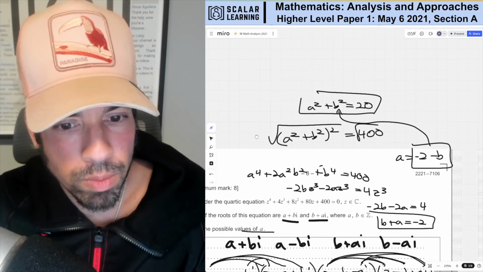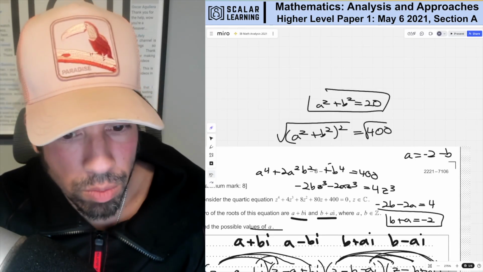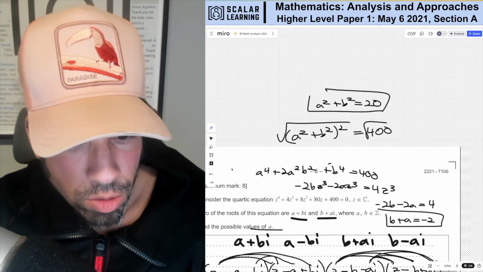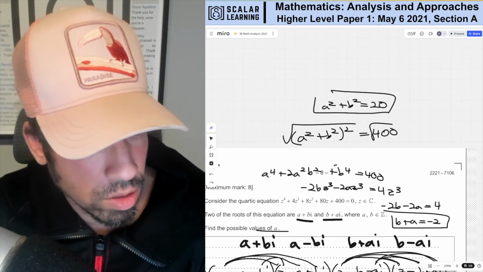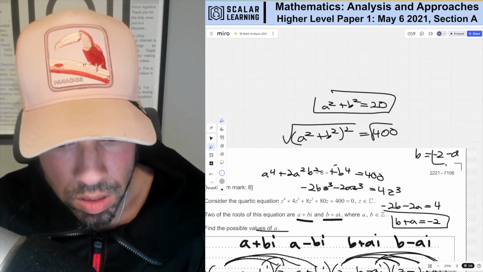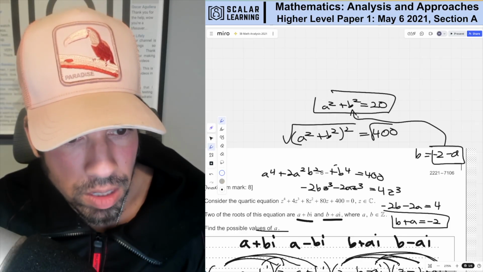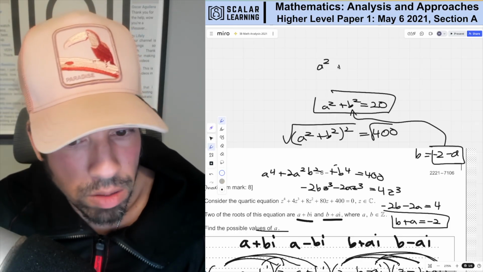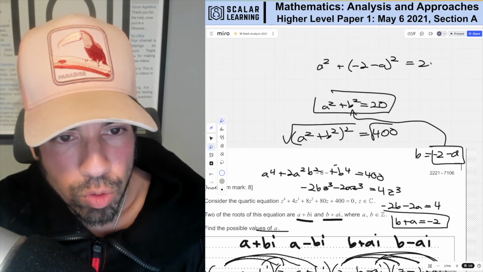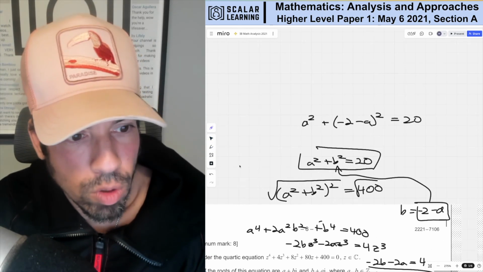Or no, wait, what am I doing? No, let's do it the other way. We need to isolate b and then plug in the a term because we want to solve for a. So b, let's write that again. b is equal to negative 2 minus a. So we're going to sub this in for b right here. So now we have a squared plus (negative 2 minus a) squared is equal to 20. And we got a nice little quadratic here.